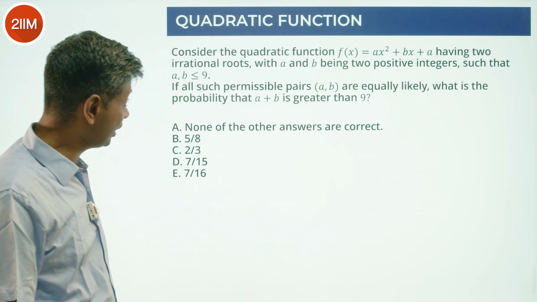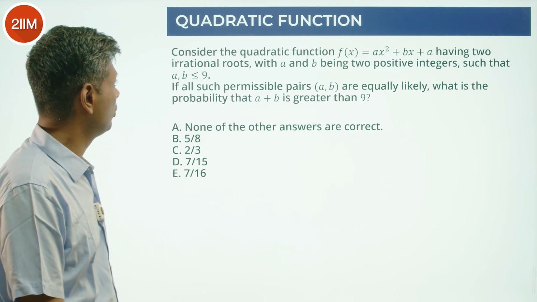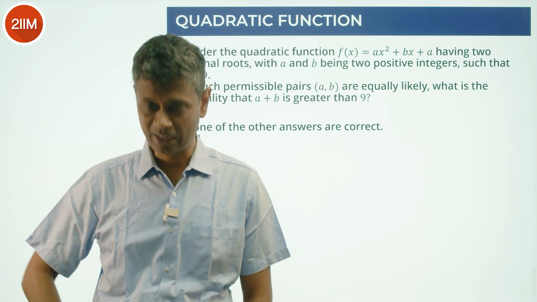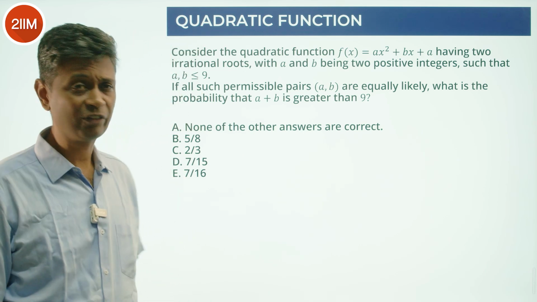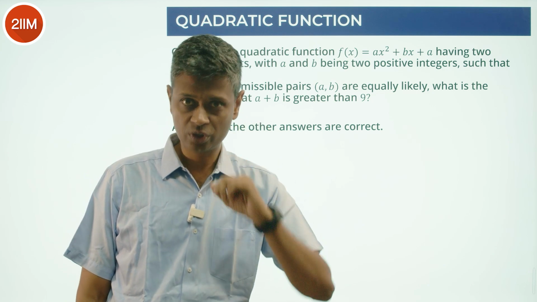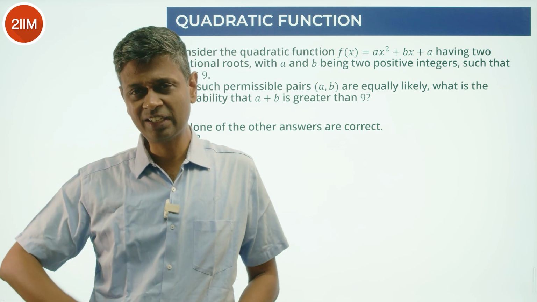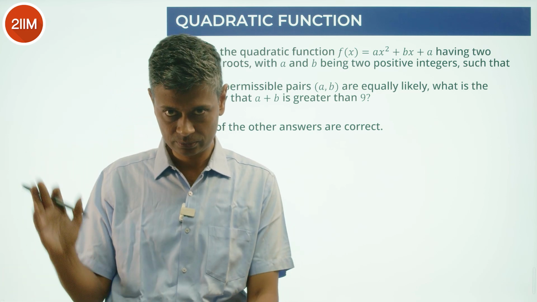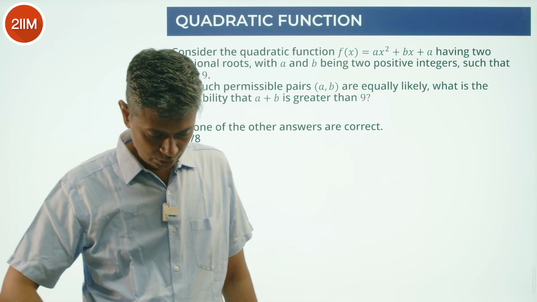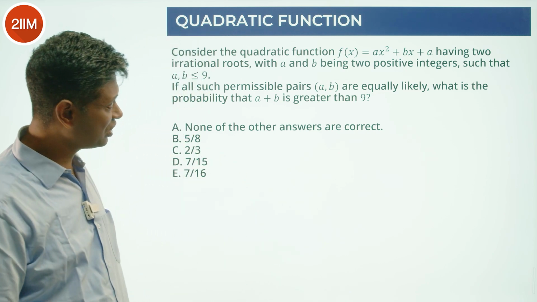Consider the quadratic function f of x equal to ax square plus bx plus a having 2 irrational roots, with a and b being 2 positive integers such that a, b are less than or equal to 9. It took me a while to grab this. Right? ax square plus bx plus a having 2 irrational roots. I thought, could they be 2 equal roots? Equal irrational roots are not possible. So these are 2 distinct real irrational roots.